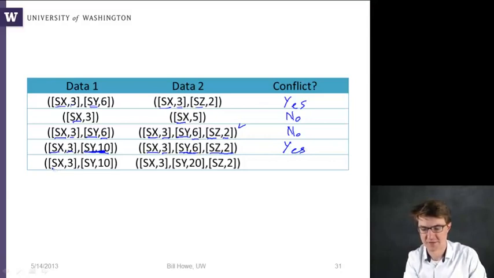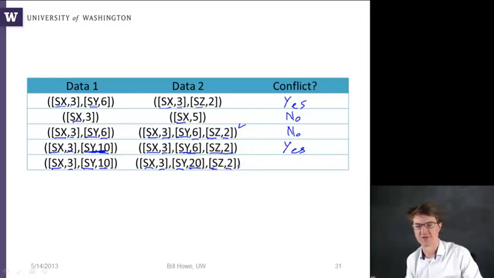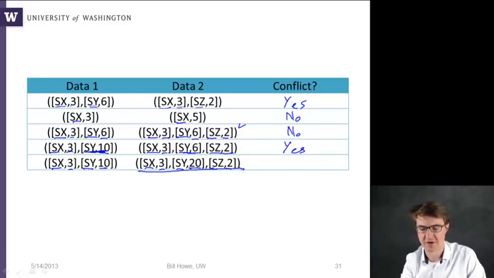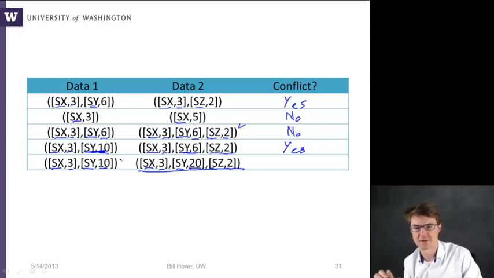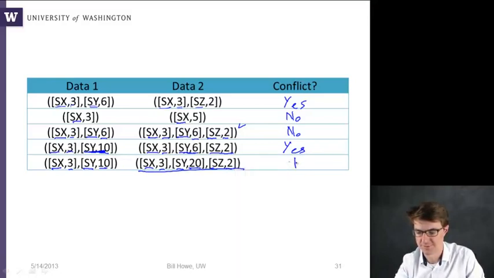And then similarly here, SX and timestamp 3 and SX and timestamp 3. Well, here we have SY10, which is the same as the last one. But here, instead of 6, it's 20. And so it's later than this 10. And then further, we have a change at SZ. And so is there a conflict here? Well, no, because this one is strictly later than that one is. On all the servers that they share, it has later timestamps. So it strictly subsumes it. And so no, there is no conflict.